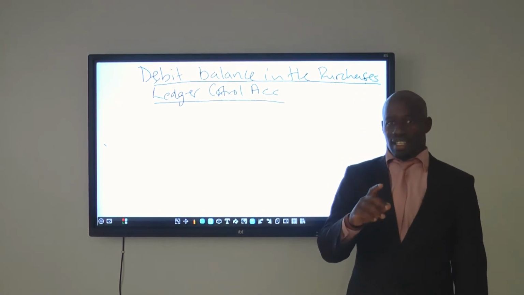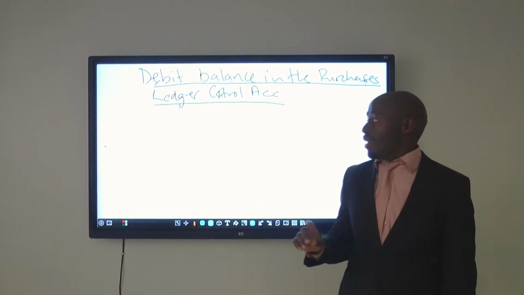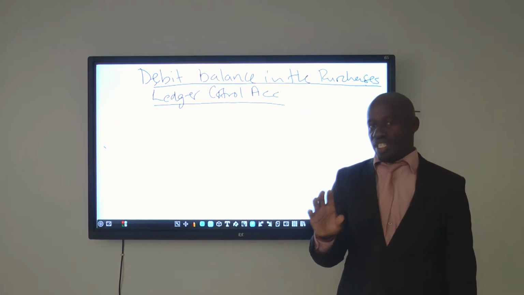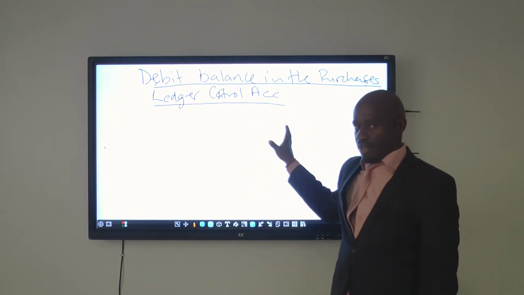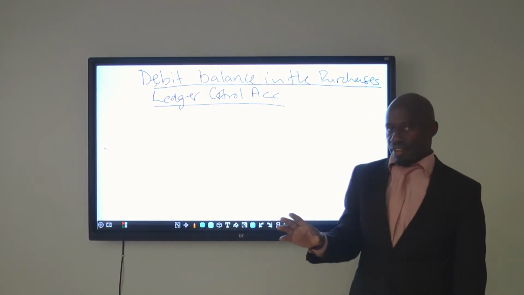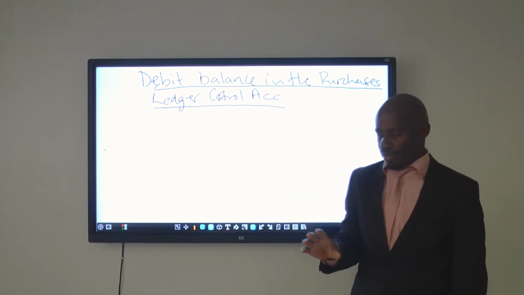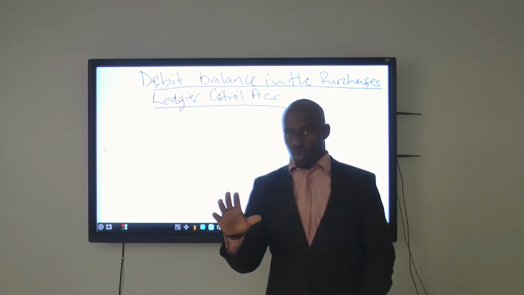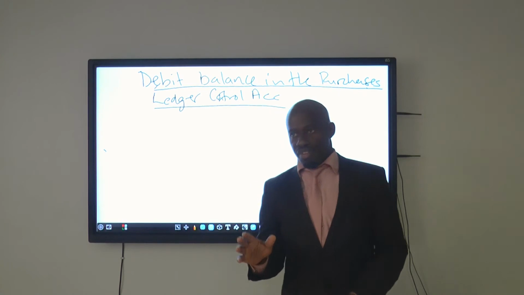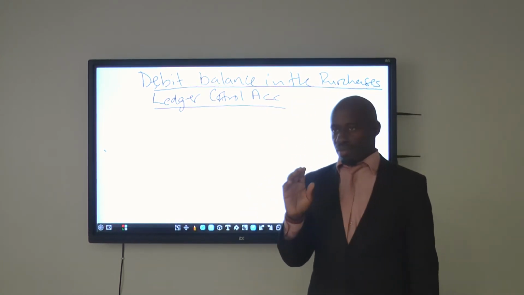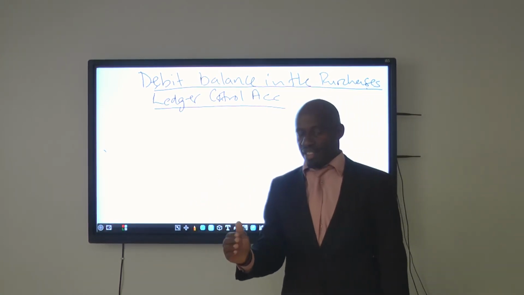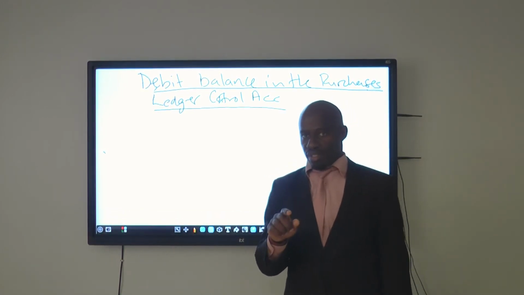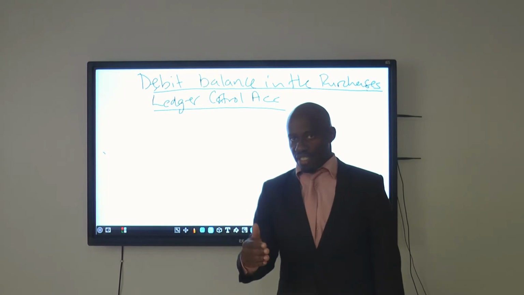Welcome to the last segment of this lesson, where we want to explain how to treat a debit balance in the purchases ledger control account, where we had given a scenario to say, in the books of OK, we have the Zimgold account, where Zimgold is the supplier. Now, there's a debit balance in the Zimgold account. How do we treat that in the books of OK?